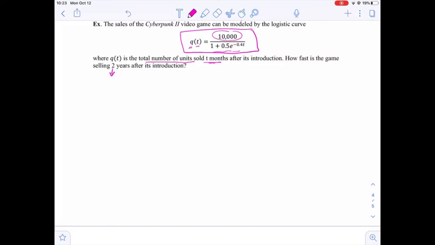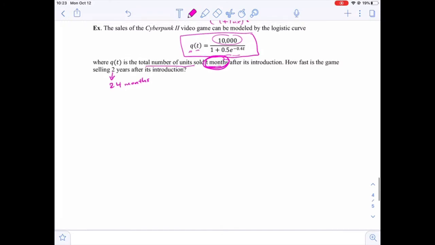So after introduction we have 2 years, and since t is time in months, we need to convert 2 years into months. So this is 24 months. It's very important to unify the units. And then we want to know how fast. How fast means the derivative. We need to find the derivative with respect to time. So how fast is the game selling?